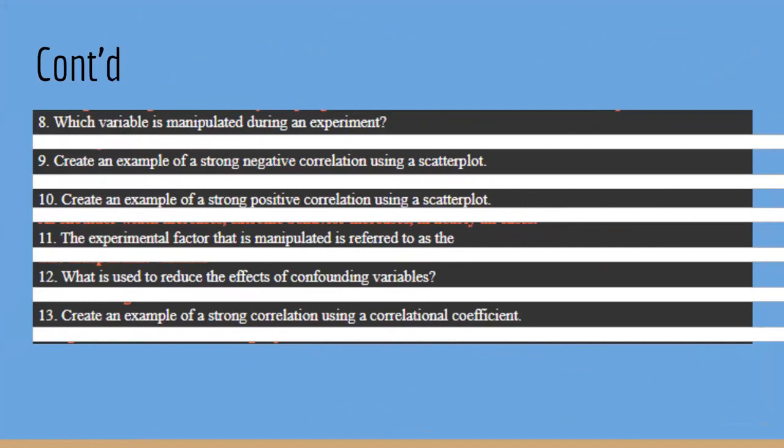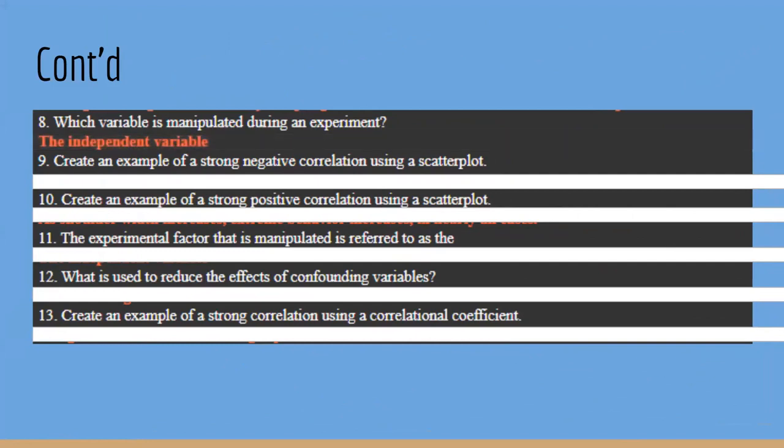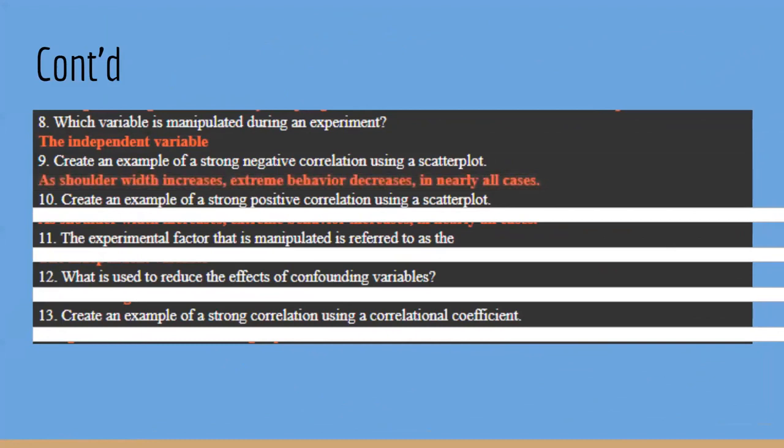Which variable is manipulated? That is the independent. Create an example of a strong negative correlation. As shoulder width increases, extreme behavior decreases in nearly all cases. So remember, a negative one is always going to be, as one thing increases, the other decreases. Or technically, as one decreases, the other increases, but usually you don't say it like that. Typically you're talking about the x-axis increasing. That's usually how you read a graph.